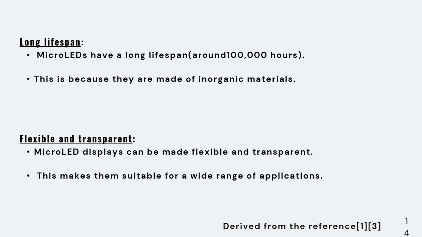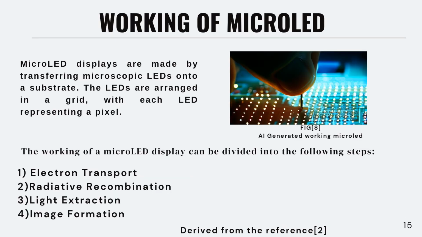And next one is flexible and transparent. Micro LED displays can be made flexible and transparent. This makes them suitable for a wide range of applications. Then we can move to the working of the micro LED display. Micro LED displays are made by transferring microscopic LEDs onto the substrate, and the LEDs are arranged with each LED representing a pixel. And the working of micro LED is mainly divided into four steps.